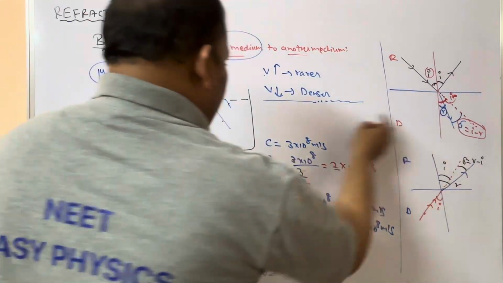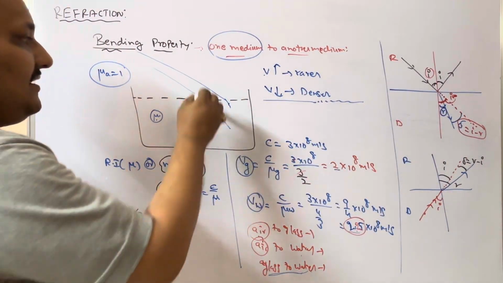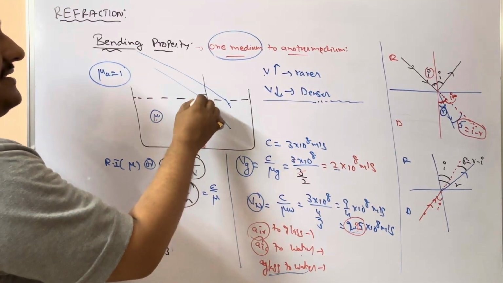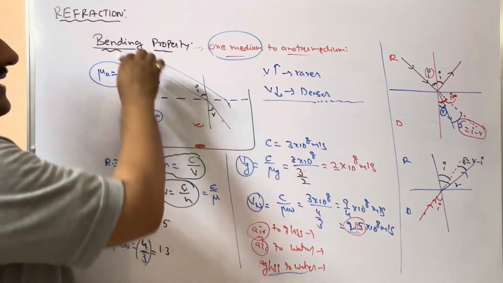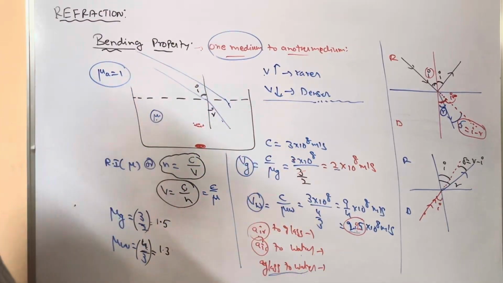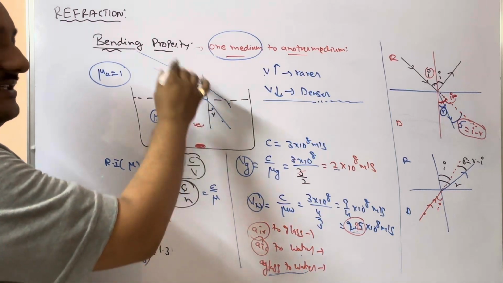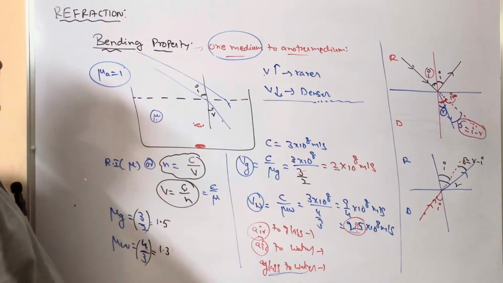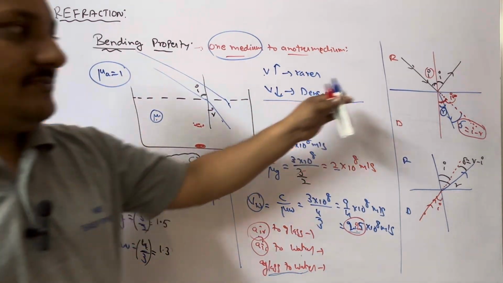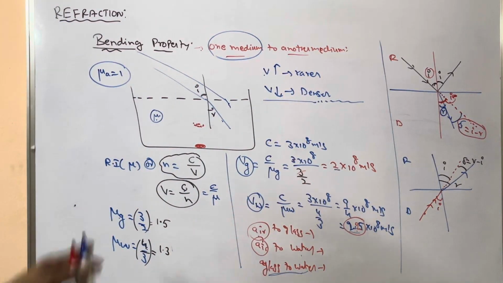You might have observed why this stick is bending. Here the light ray is bending towards the normal, therefore the stick is bending like this within the water. You might have seen this in 8th class, 9th class diagrams: the stick inside is bending. This is because of the bending property of light. Okay. So how to apply Snell's law, we will see in our next class. Thank you.